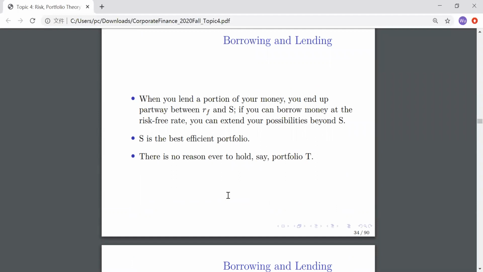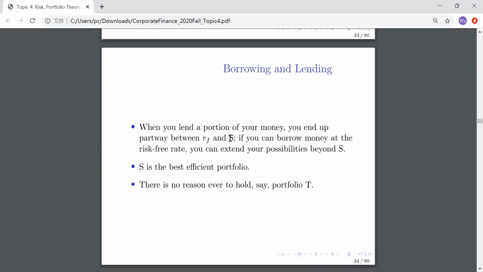So basically, when you lend a portion of your money, you end up between RF and S, right? So this is when you do not borrow, right? Meaning that you allocate some money into the risk-free asset, and you allocate the remainder, the rest of your money, into the common stock portfolio. Of course, if you borrow, you extend the possibility beyond S, right?